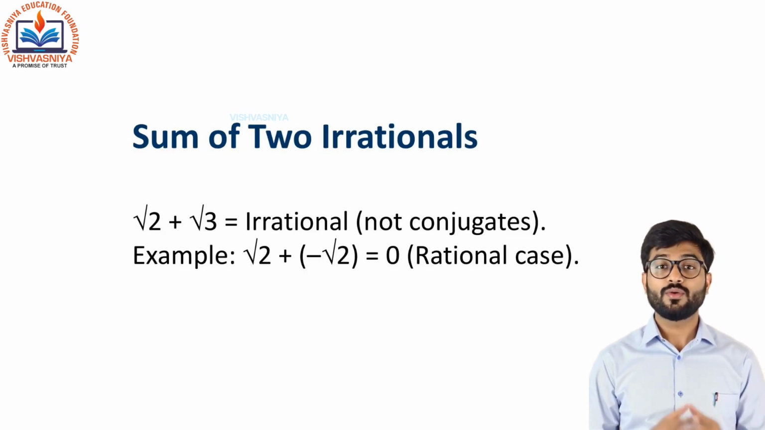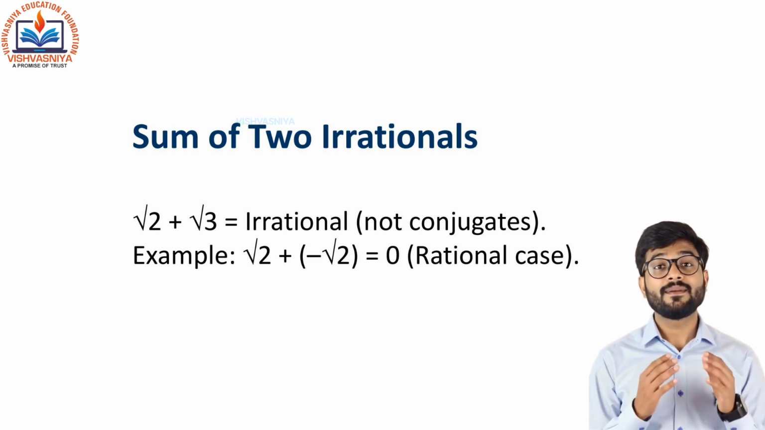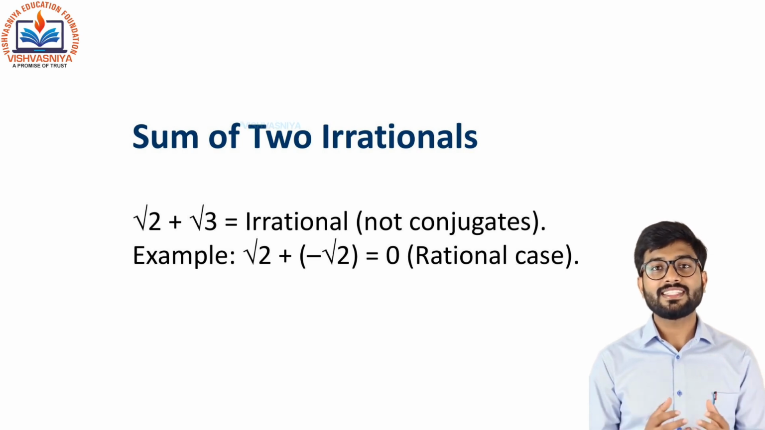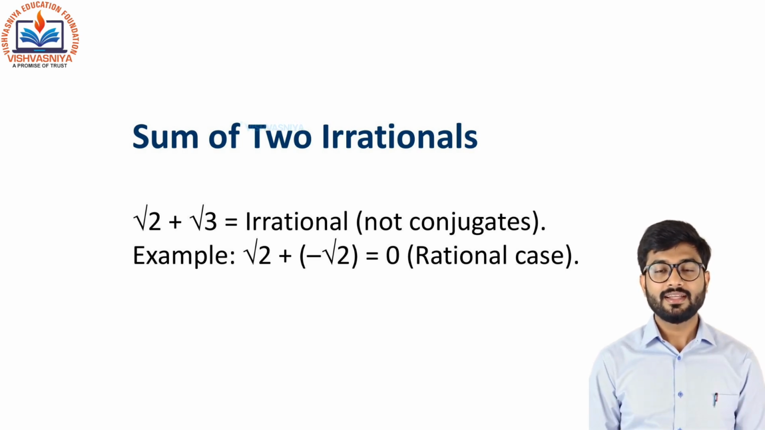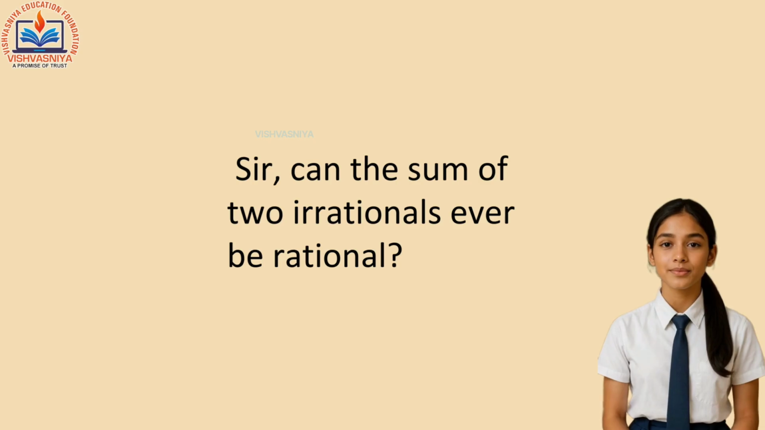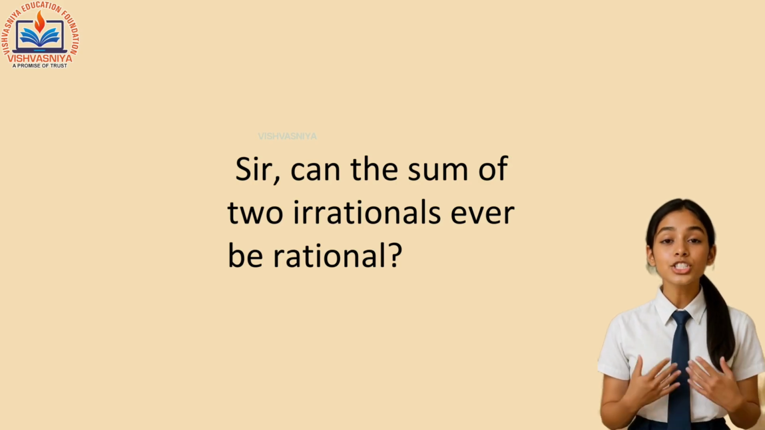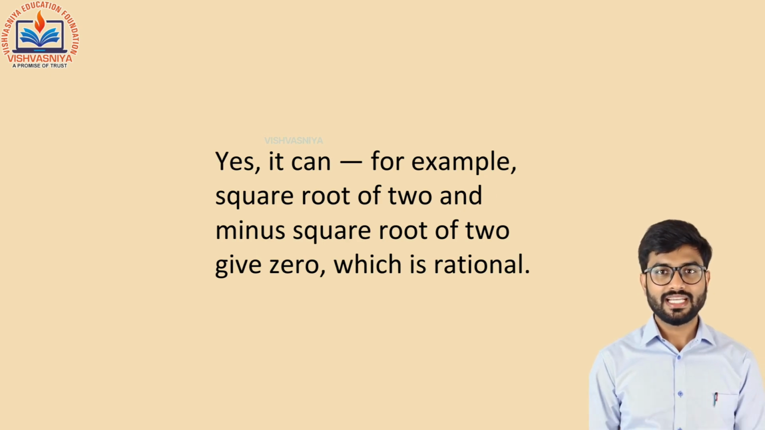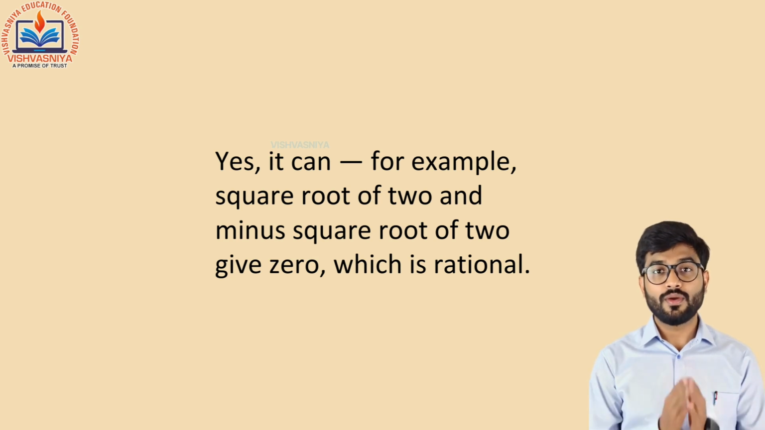Now, is square root of 2 plus square root of 3 irrational? Yes, because they are not conjugate pairs. In general, the sum of two irrationals is irrational, except when they are special pairs like square root of 2 and minus square root of 2. Sir, can the sum of two irrationals ever be rational? Yes, it can. For example, square root of 2 and minus square root of 2 gives 0, which is rational.